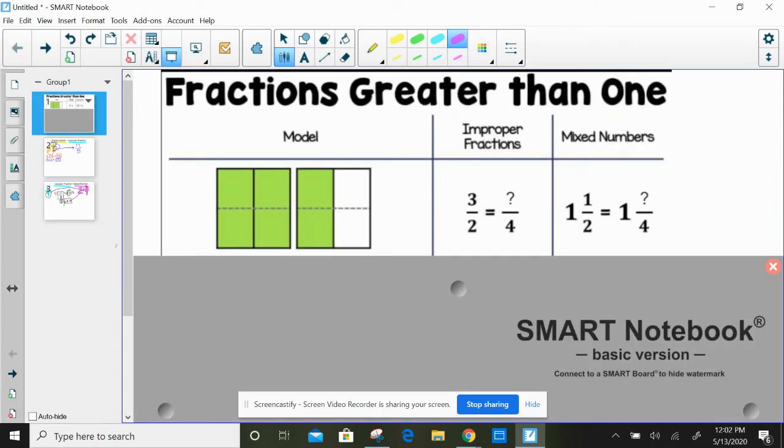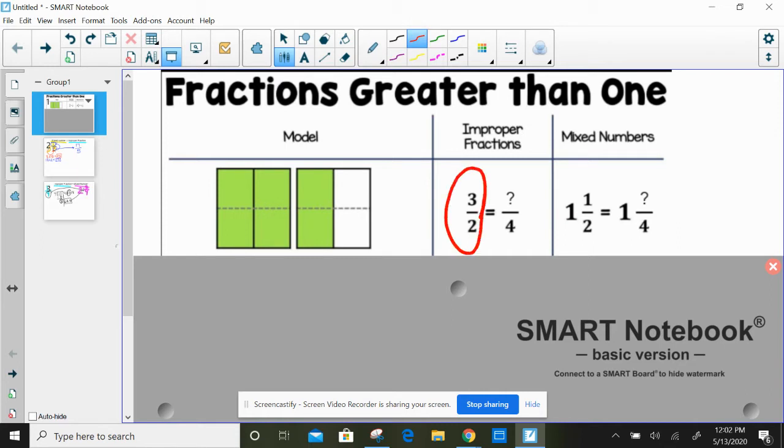So back to this question here. It says fractions greater than 1. We have a model here. We have improper fractions and we have mixed numbers over here. So I'm going to outline what each of these fractions is representing in the problem here.